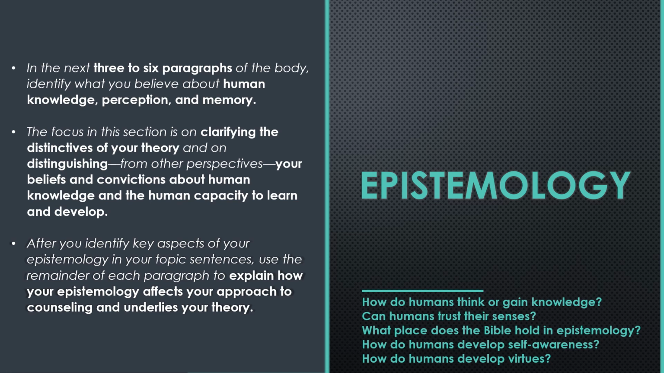The focus in this section is on clarifying the distinctives of your theory and on distinguishing from other perspectives your beliefs and convictions about human knowledge and the human capacity to learn and develop. After you identify key aspects of your epistemology in your topic sentences, use the remainder of each paragraph to explain how your epistemology affects your approach to counseling and underlies your theory.